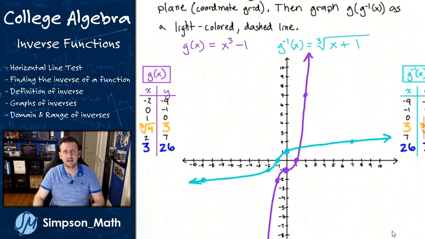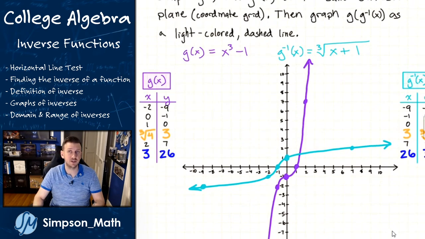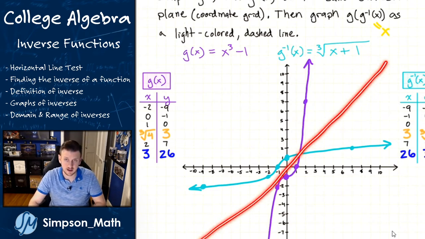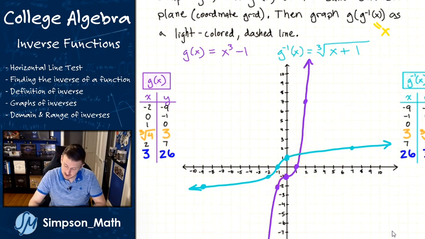There's a last task that said then graph g of g inverse of x as a light colored dashed line. Now, what does g of g inverse of x equal? Let me switch to my yellow. Well, this equals x, does it not? And if you had to graph function equals x, or just y equals x, that's just that standard y equals x line, with a slope of 1, with a y-intercept of 0, going through like that. So I'm going to graph that a little bit nicer.